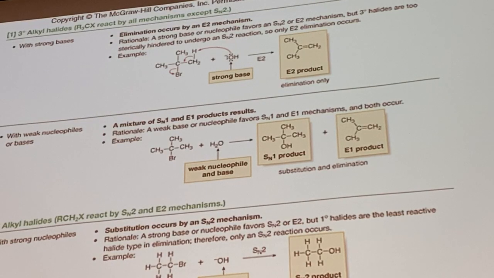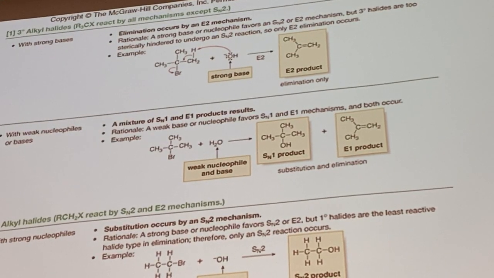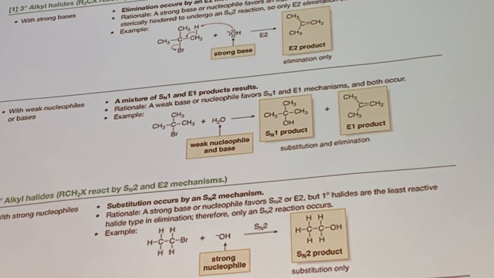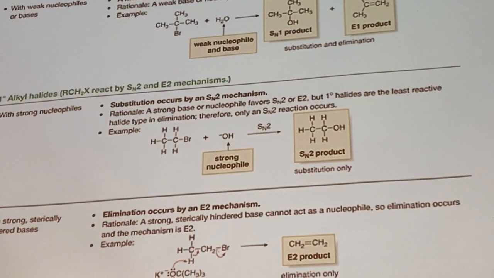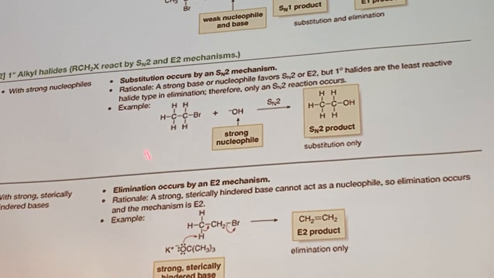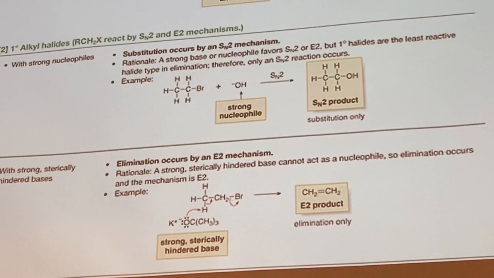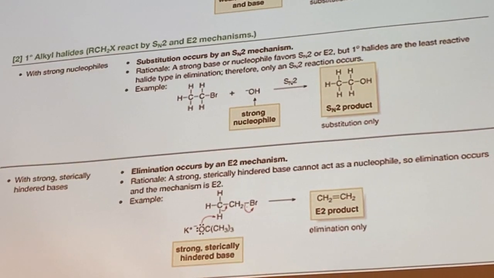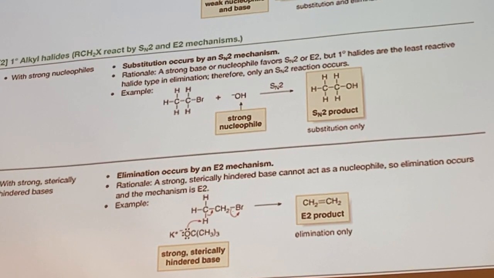If you have a weak base in a tertiary alkyl halide, you know you're going to get a mixture of SN1 and E1. Okay? On the other side of the spectrum, your primary alkyl halides are going to prefer substitution. Or I should say they're going to prefer or only react by the bimolecular mechanisms, right? They're only going to be SN2 or E2 because we can't form carbocations.